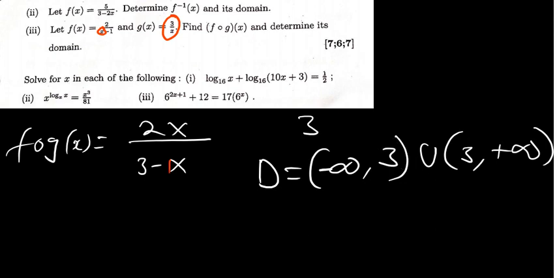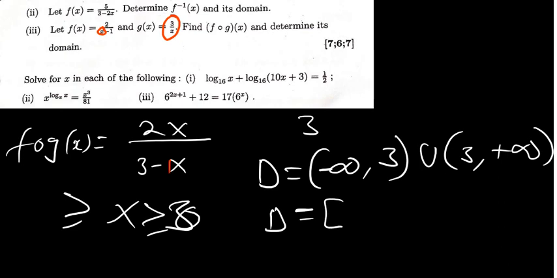But in a case where you are using greater than or equal to, for example, let's say you find that x is greater than or equal to 3, then the domain is going to start from 3 all the way to positive infinity. That is the domain.